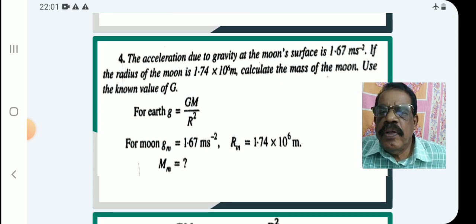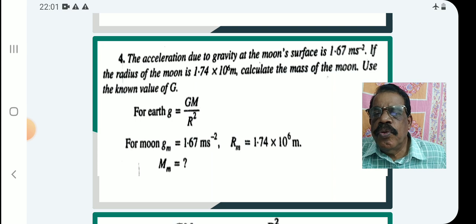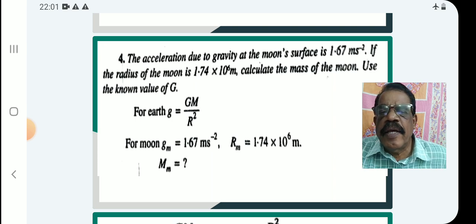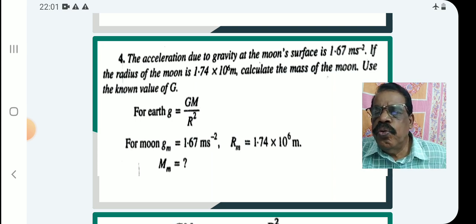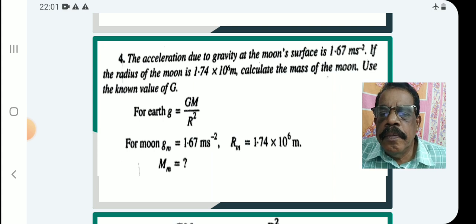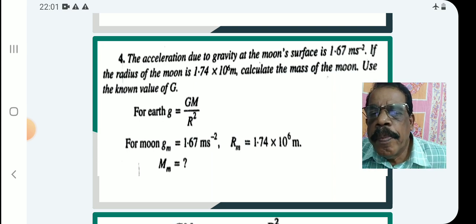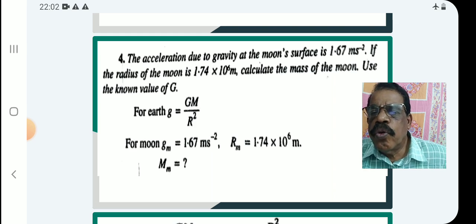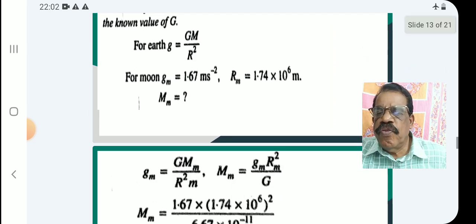The acceleration due to gravity at the moon surface is 1.67 meters second raised to minus 2. If the radius of the moon is 1.74 into 10 raised to 6 meter, calculate the mass of moon. Use the known value of G. For Earth, g is G M by r square. For moon, g m is 1.67 meters second raised to minus 2. R moon is 1.74 into 10 raised to 6 meter. M moon, question mark. Mass of moon we have to find.